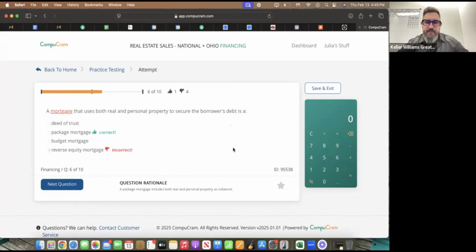A package mortgage includes both real and personal property as collateral. An example of this would be if you're purchasing a vacation home and it is a fully furnished vacation home. So it's got all the furnishings inside the home and maybe a boat trailer as personal property that it's being lumped in. It doesn't always guarantee that it's going to increase the value of the home with respect to an appraisal, but it is a mortgage that would cover the total package.